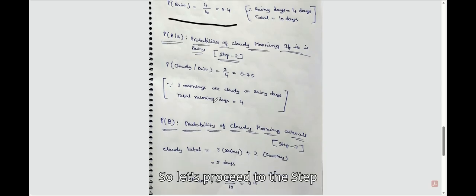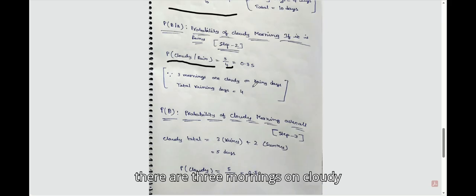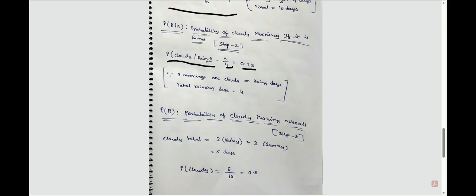So let's proceed to step 2. What is the probability of a cloudy morning if it is raining? We consider that scenario, P of B given A, the cloudy given the rain. Here we consider 3 by 4. Why we have taken this value is that there are 3 cloudy mornings in the rainy days and the total raining days are 4. So we get a value 0.75.